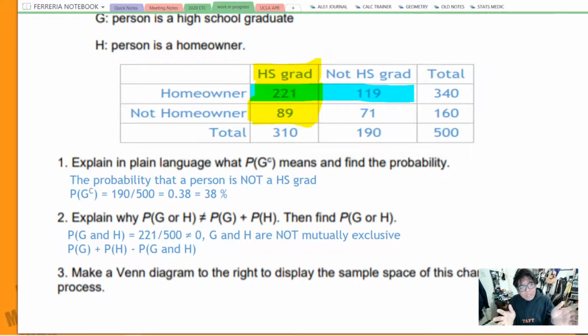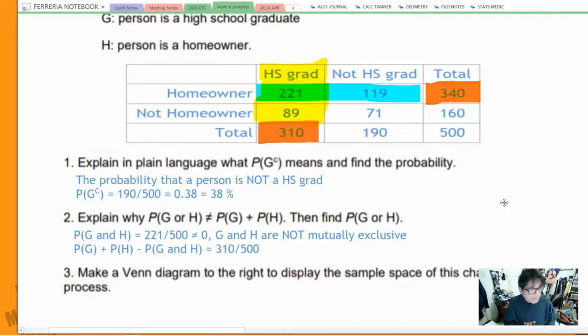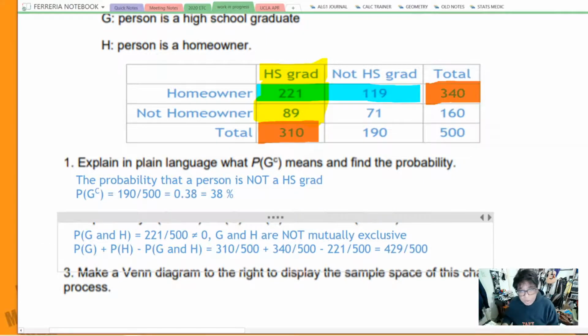So they're not mutually exclusive. So the probability of G or H is the probability of G plus the probability of H minus the probability of G and H. The probability of G is 310 out of 500. The probability of H is 340 out of 500. So 310 plus 340 minus 221 out of 500. And that's equal to 429 out of 500.